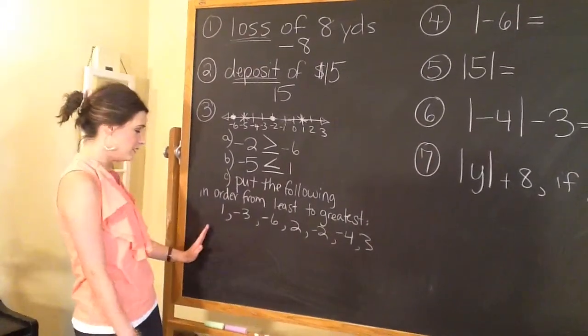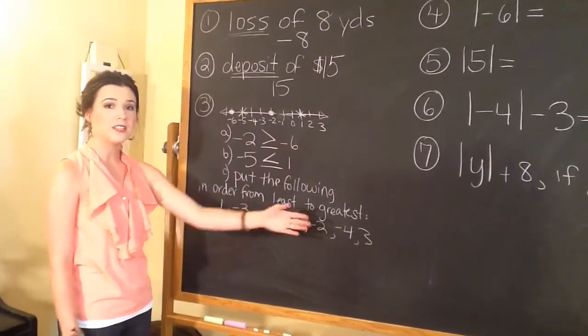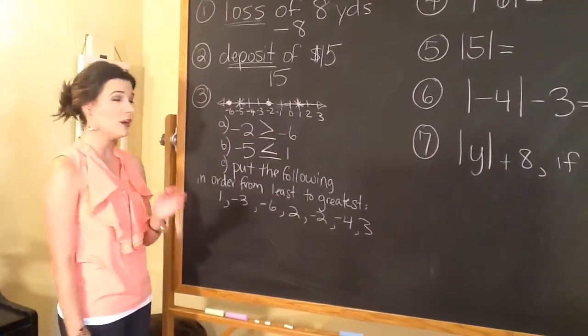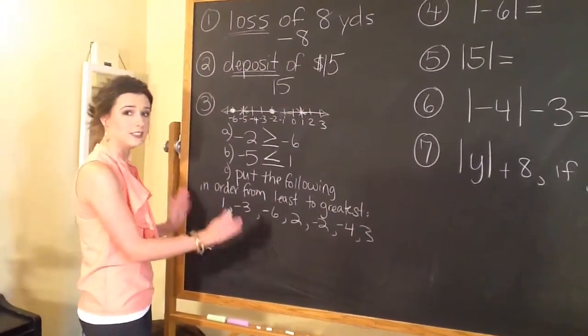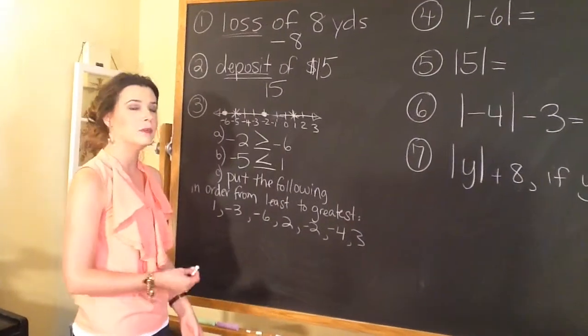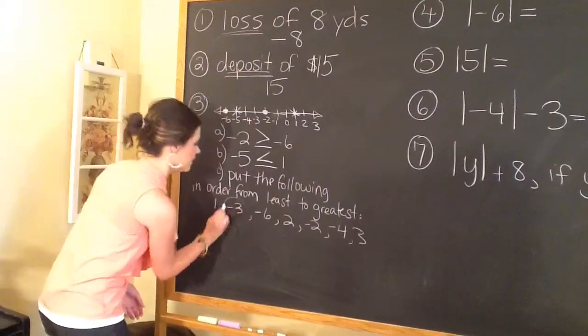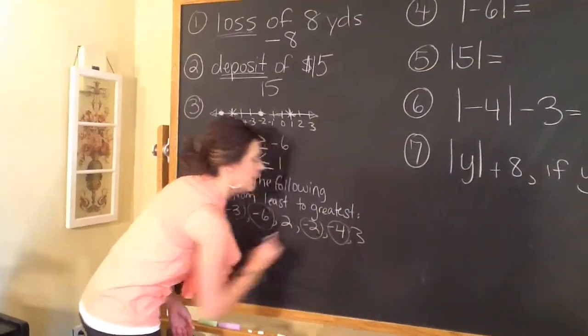So we're going to be smallest on this side and biggest on this side. So I see some negative numbers and some positive numbers. So I know for sure that negative numbers are going to have to be first because they're smaller than positive numbers. So let's go ahead and find all the negative numbers and put them in order from least to greatest. Negative 3, negative 6, negative 2, and negative 4.